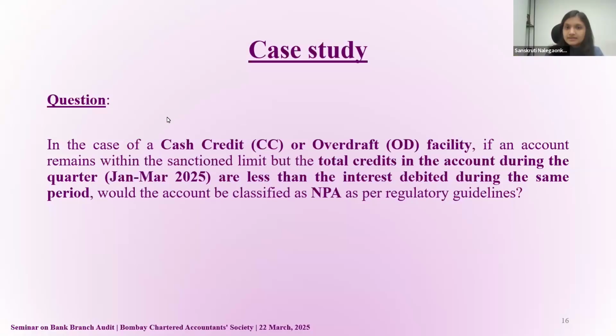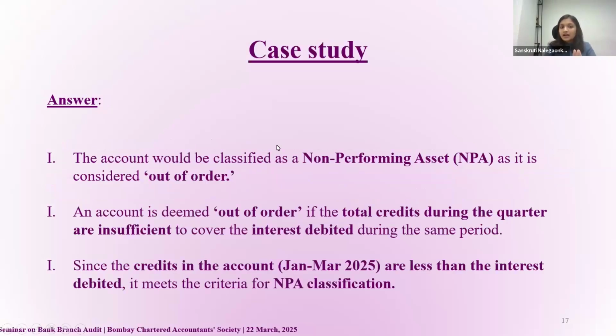The answer for the case study is that the account would be classified as NPA as it is considered out of order. The account is deemed out of order if the total credits during the quarter are insufficient to cover the interest debited during the same period, and in this case the credits in the account are less than the interest debited, so it meets the criteria for NPA classification.